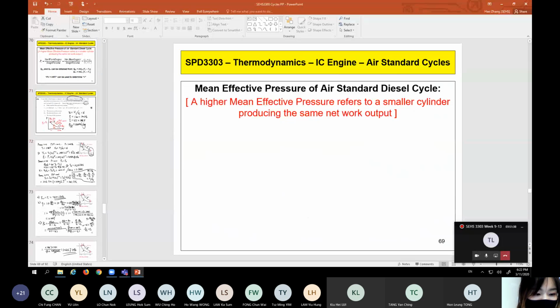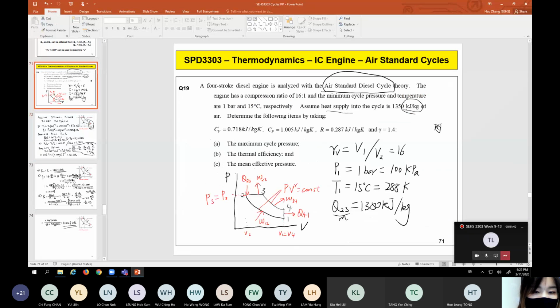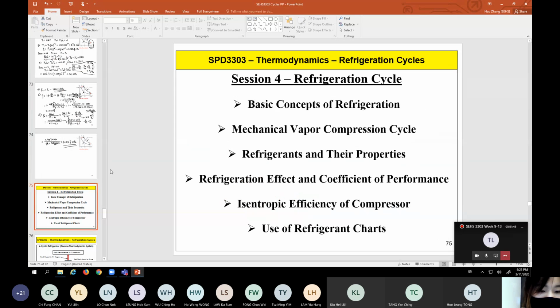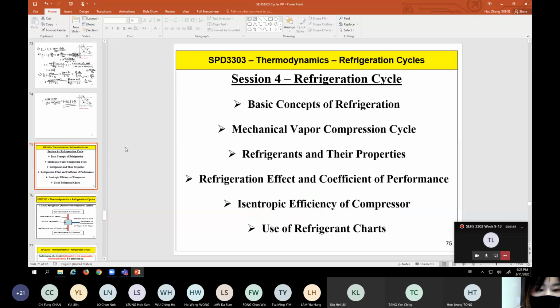Okay, at this point, for the air standard diesel cycle, any problems? If no, we will finish this gas power cycle.